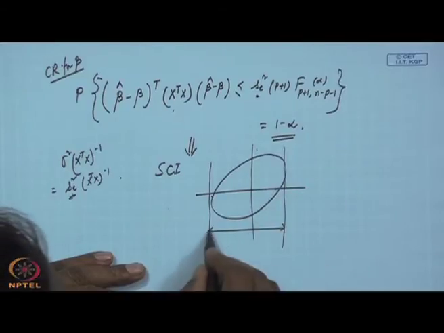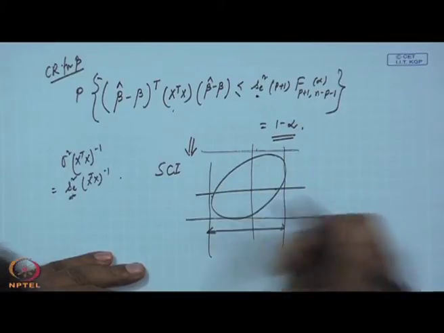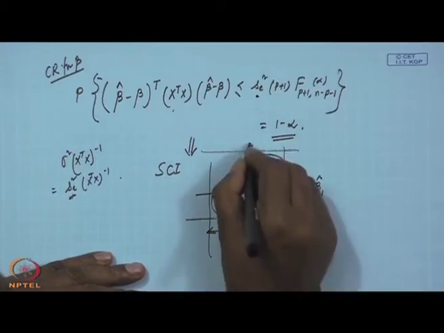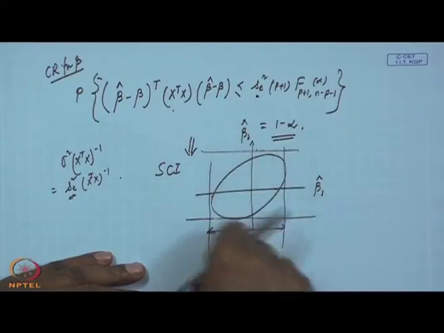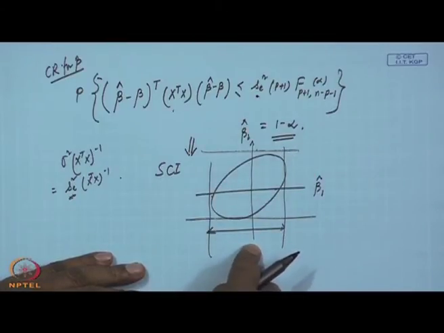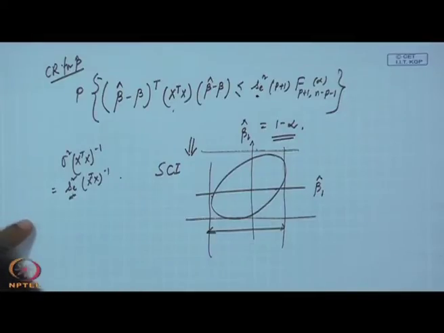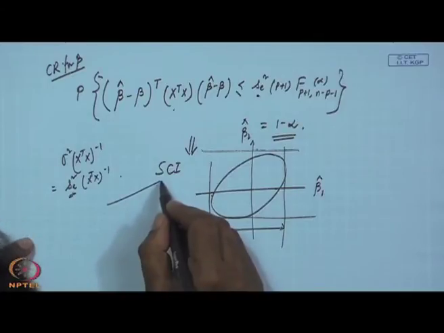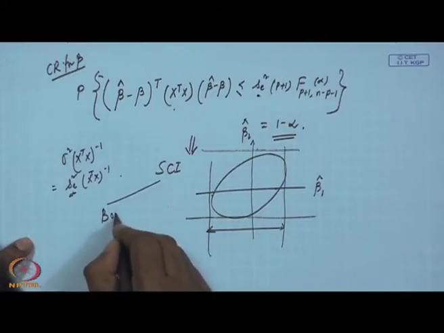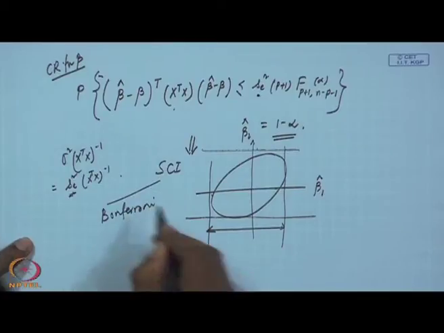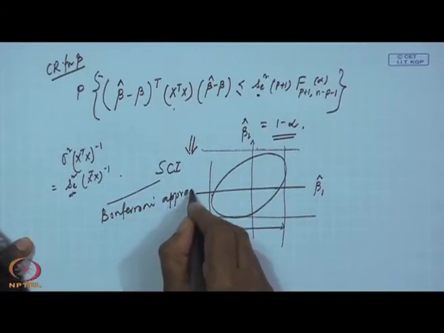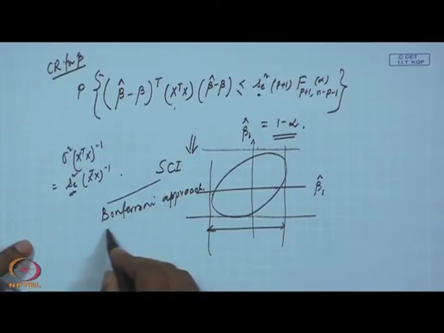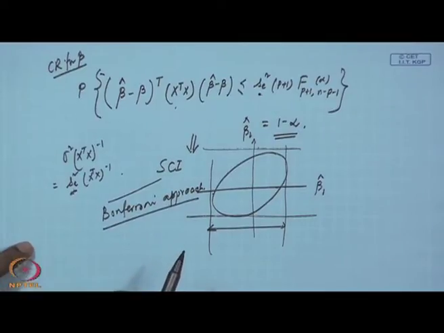What is this confidence interval? What will be this side? That is true for beta cap also. Suppose this is beta 1 cap and this side is beta 2 cap; the nature is the same. For simultaneous confidence intervals, I think we have seen two approaches. One of them is the Bonferroni approach. This Bonferroni approach is easier for us and it gives good results also. So, we can use the Bonferroni approach.